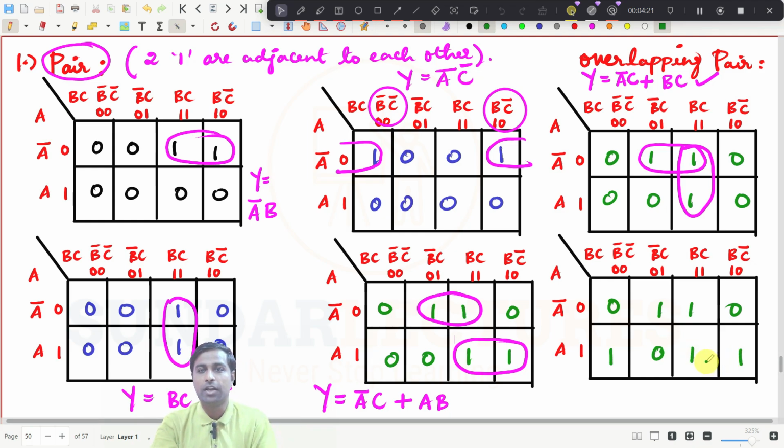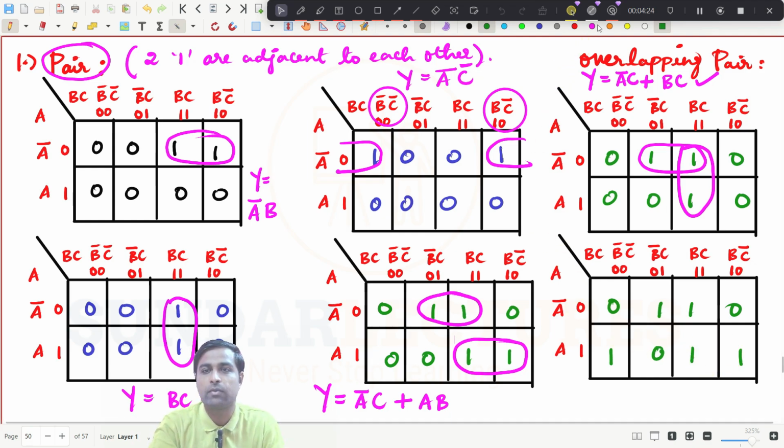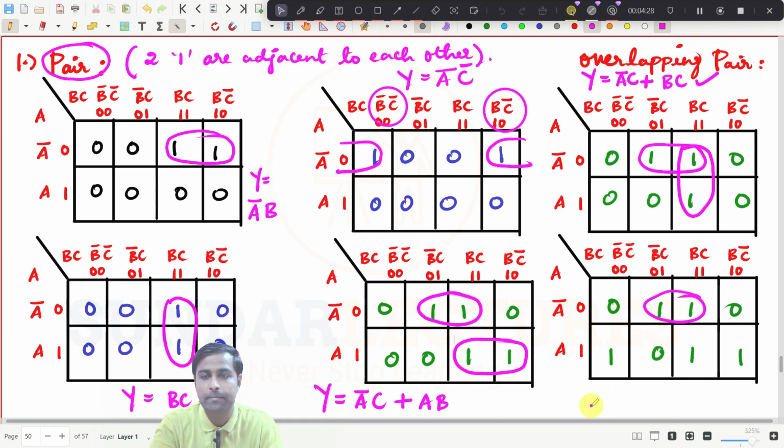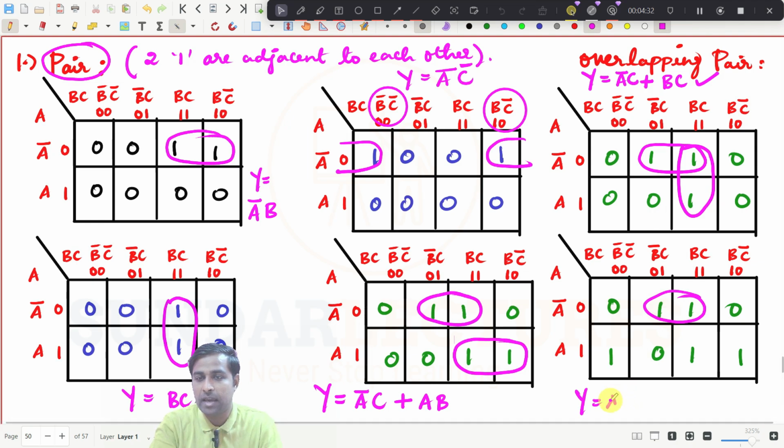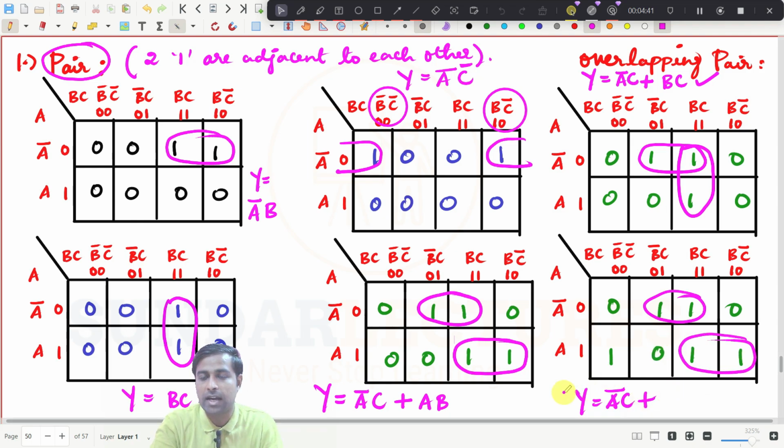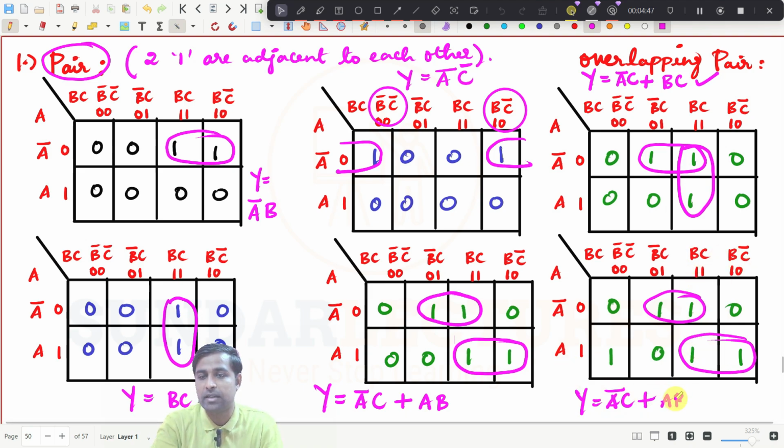For example, you take like this. Then what we will do generally, we will take these two as a pair. So y will be equal to this same thing, right? This is A bar, this is A bar, and these two, what is the common term? This is C. Then plus these two are another pair. So this one is A, and then what is the common term in these two? This is B. Try to understand.